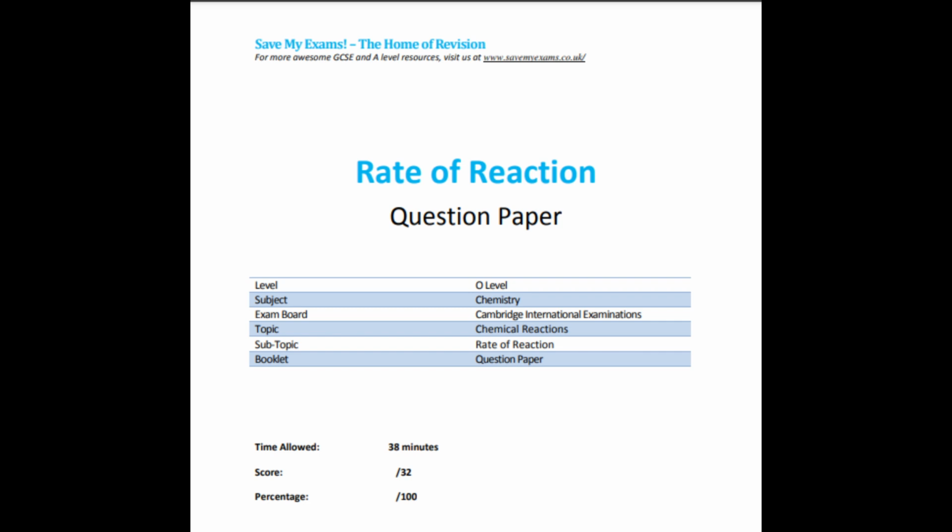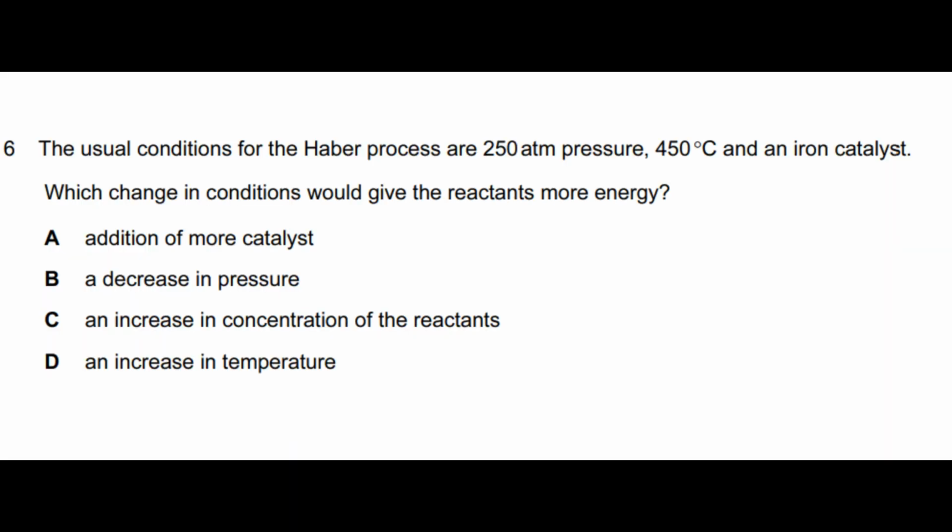In this video, I'll be explaining the past paper questions, paper 1 of the topic, rate of reaction. The question says the usual conditions for the Haber process are 250 atmospheric pressure, 450 degrees centigrade temperature and an iron catalyst. Which change in condition would give the reactants more energy? Energy means kinetic energy. So kinetic energy is given by the heat. So that means increasing the temperature will give more energy to the reactant particles. So in these 4 options, Delta is the correct answer, as an increase in the temperature will give more energy to the reactant particles.